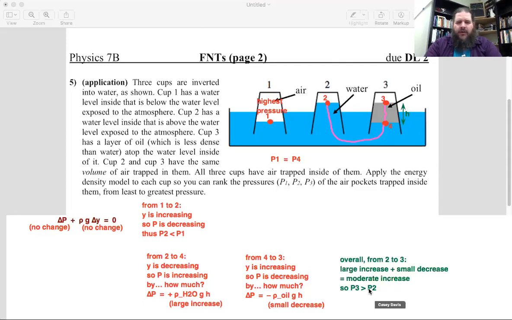So I think we now know all of the relationships here. Pressure 1 is the highest pressure. Pressure 2 is less than pressure 3 and less than pressure 1 though. So pressure 2 is going to be the lowest pressure. And then pressure 3 is going to be somewhere in between. But it looks like pressure 2 is the lowest pressure. Any questions on that?